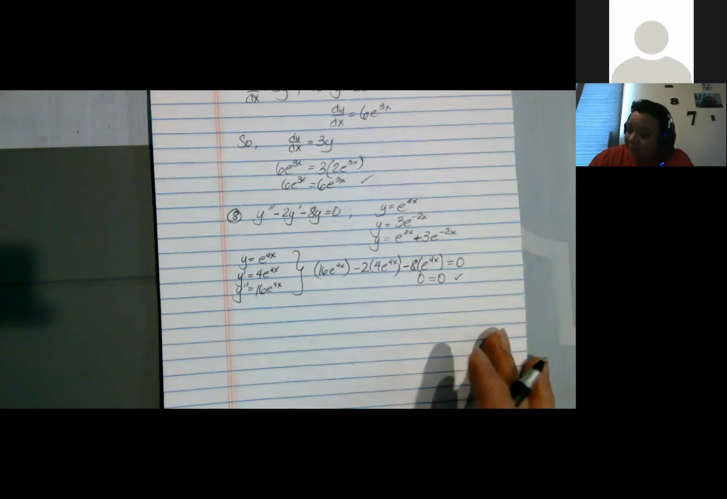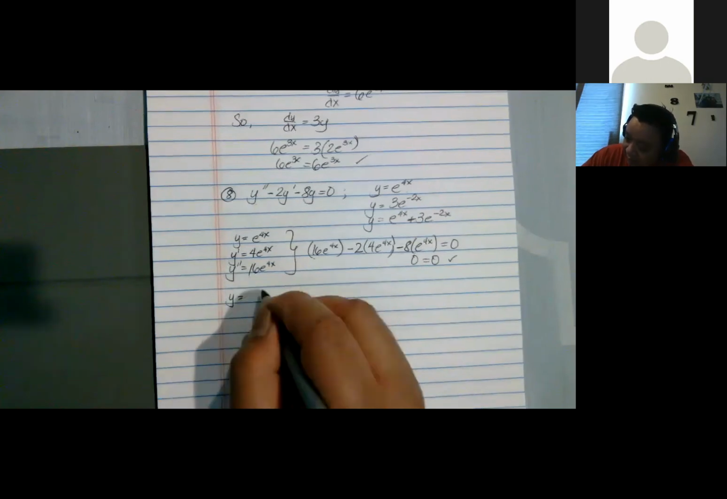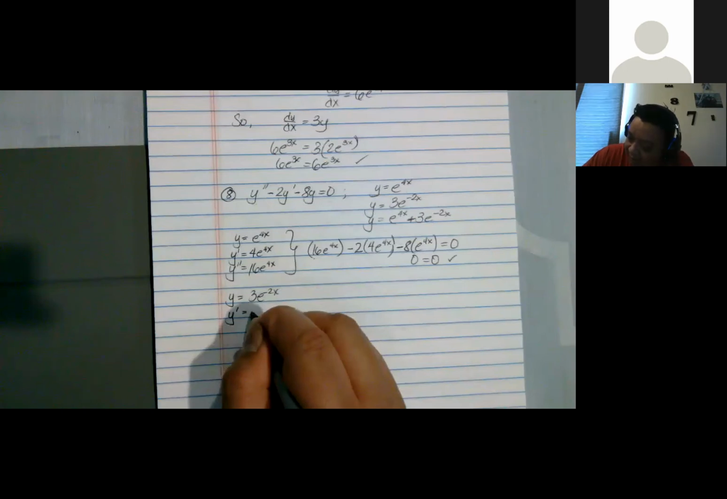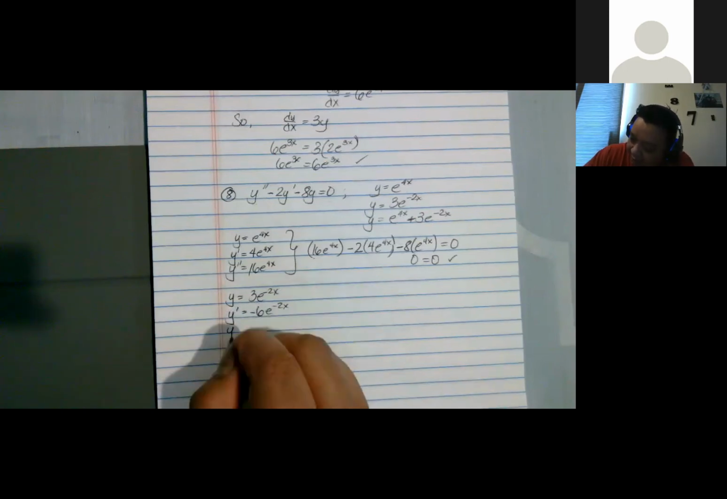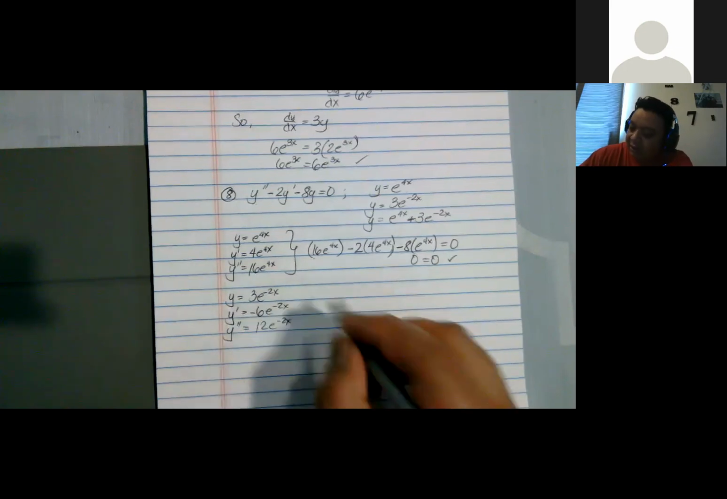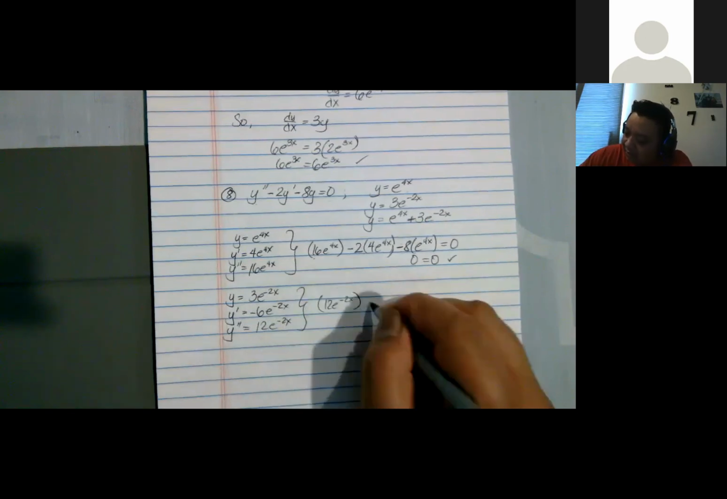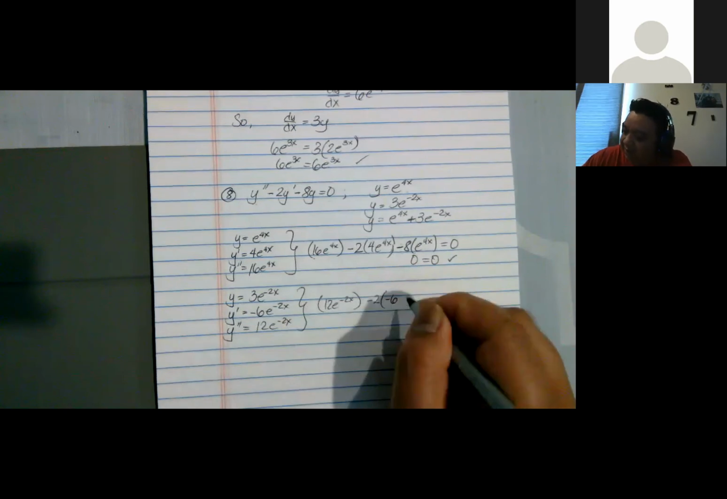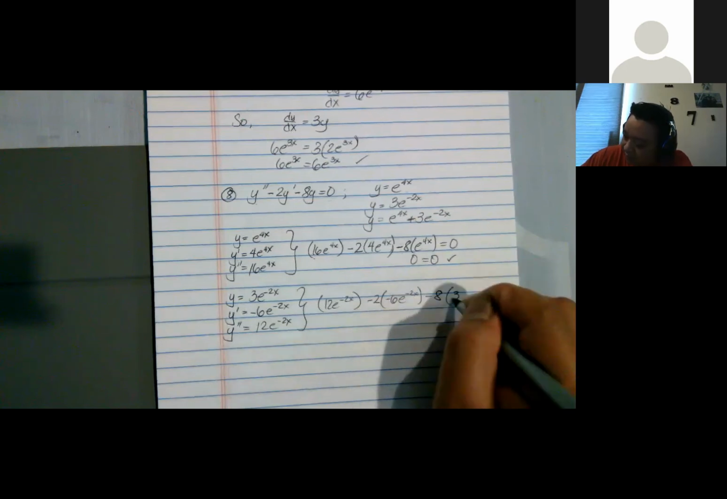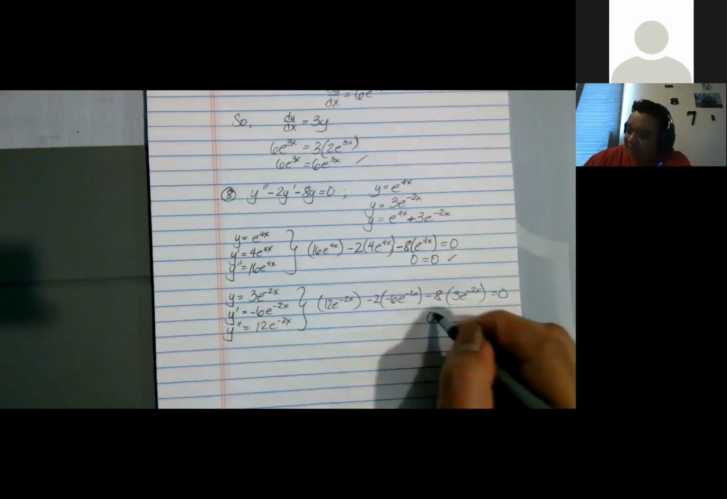And you basically do this for each one of them, right? So for the second one, it's 3e to the negative 2x. Y prime is negative 6e to the negative 2x, and then y double prime is a positive 12e to the negative 2x. And then plug it in. So you get 12e to the negative 2x minus 2 times negative 6e to the negative 2x, and then minus 8 times 3e to the negative 2x is equal to 0. And so you get again 0 equals 0.